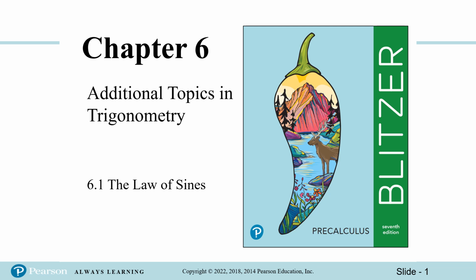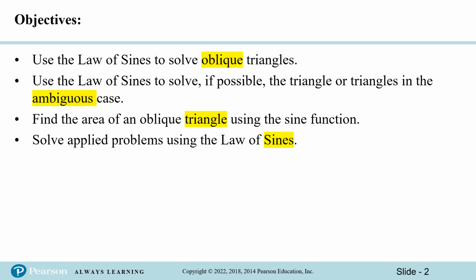All right, in 6.1, we're going to be talking about something called the law of sines. The law of sines is a formula you can use to find angles or sides of any triangle that fits certain parameters. So let's talk about it.